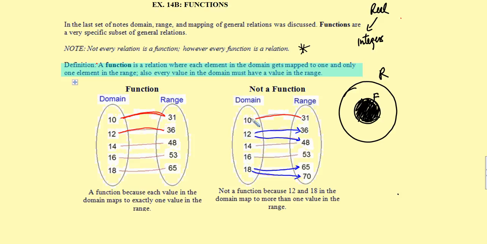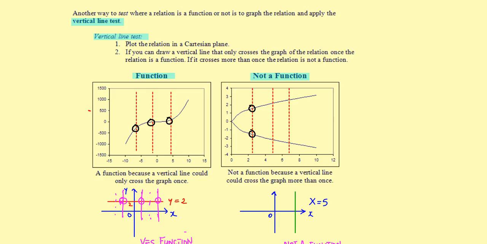There isn't a one-to-one relationship. So if I have one value of x that is mapping onto more than one value of y, such as 36 and 48 in this case, then that means that it is not a function. Okay? Alright, so moving on.